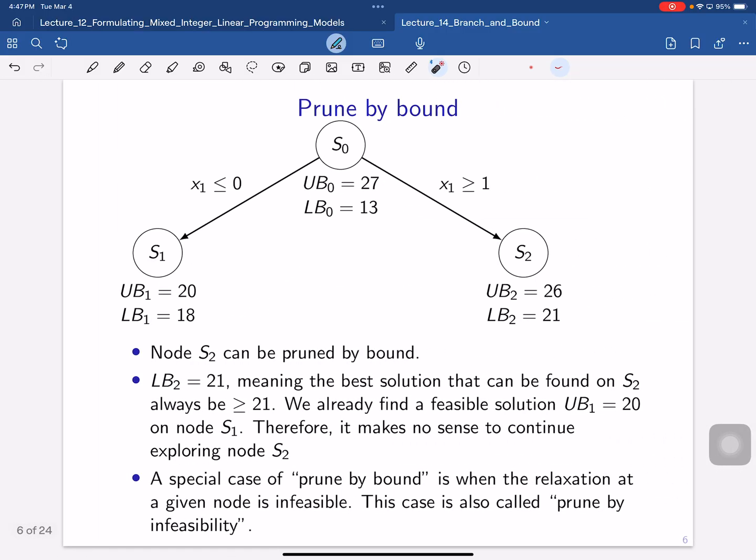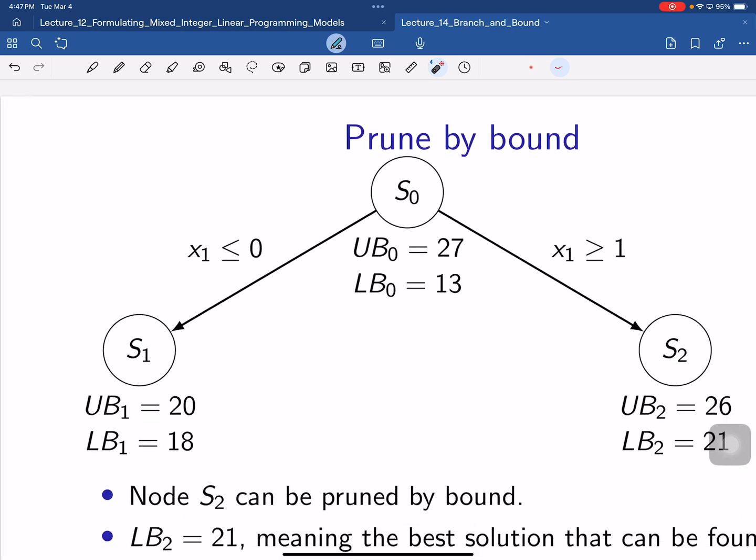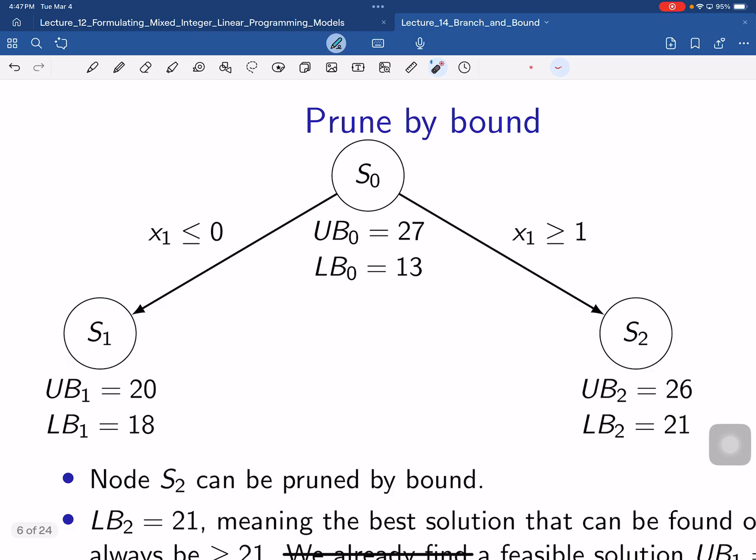Okay. Now there's another way of pruning the problem. So let's assume here, after we branch, we get upper bound 20 and lower bound 18 in the first node. And in the other node, you got an upper bound of 26 and a lower bound of 21. Now the question is, can you prune any of these two nodes?